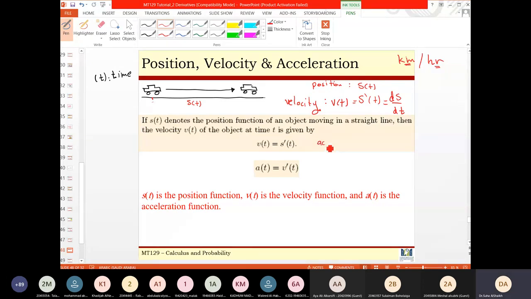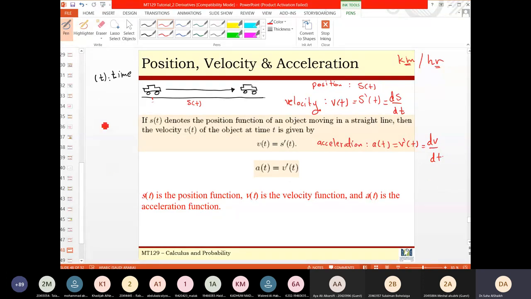We have also what we call the acceleration. What's the acceleration? The A of T? It's equal to V dash of T. It means how much the velocity is changing with the time. This is the acceleration. You got that?